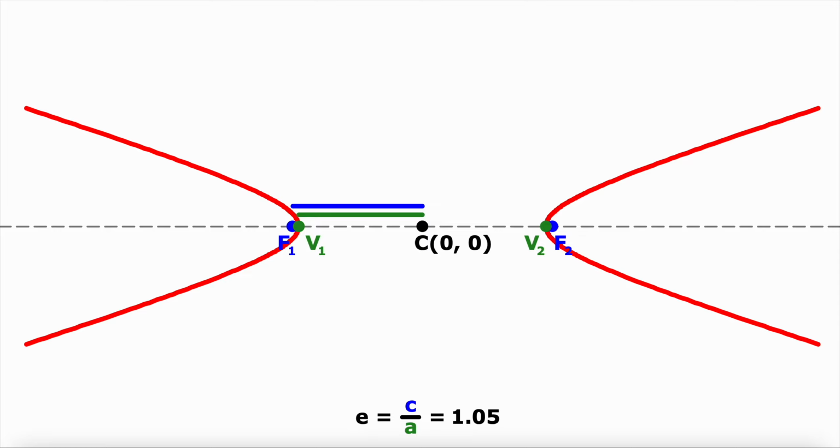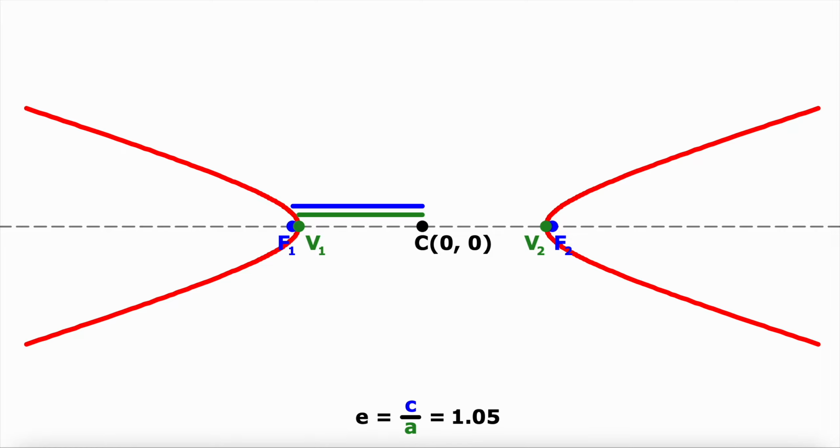The eccentricity of a hyperbola is a number strictly greater than 1 that determines the shape of the hyperbola, that is, how wide or narrow the opening of the two branches of the hyperbola is. To calculate the eccentricity of a hyperbola, we divide the focal distance of the hyperbola by its semi-transverse axis. In mathematical terms, E equals C over A.